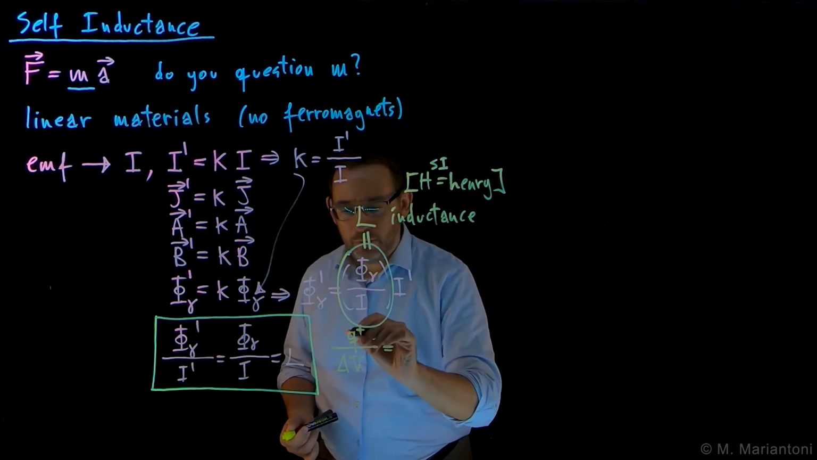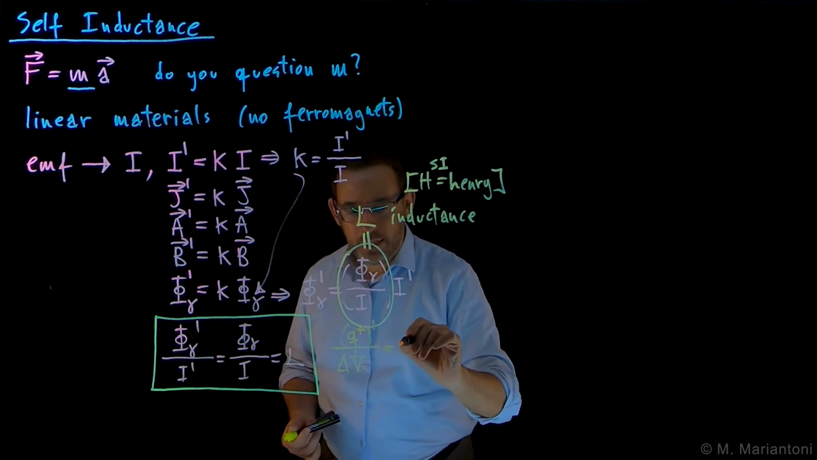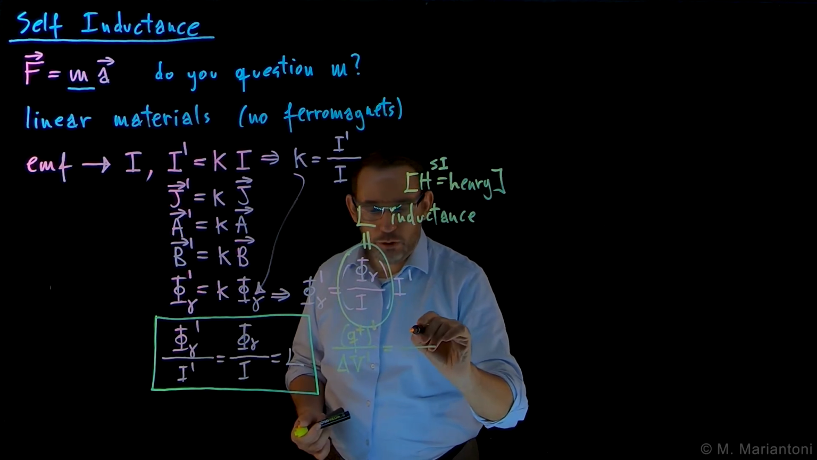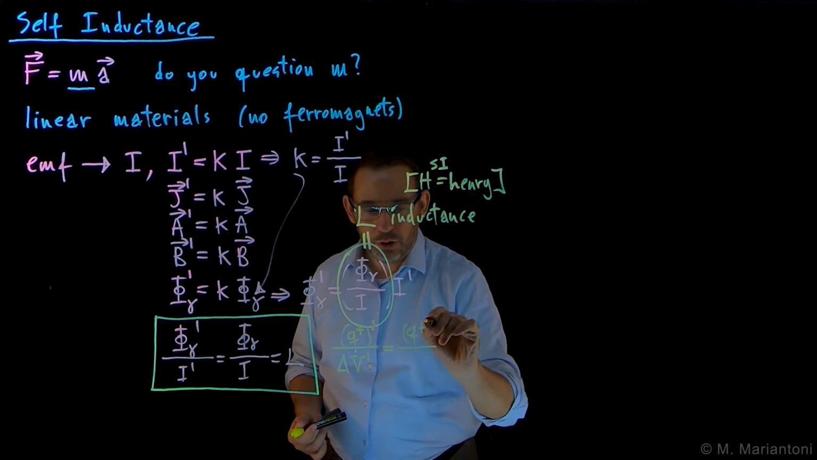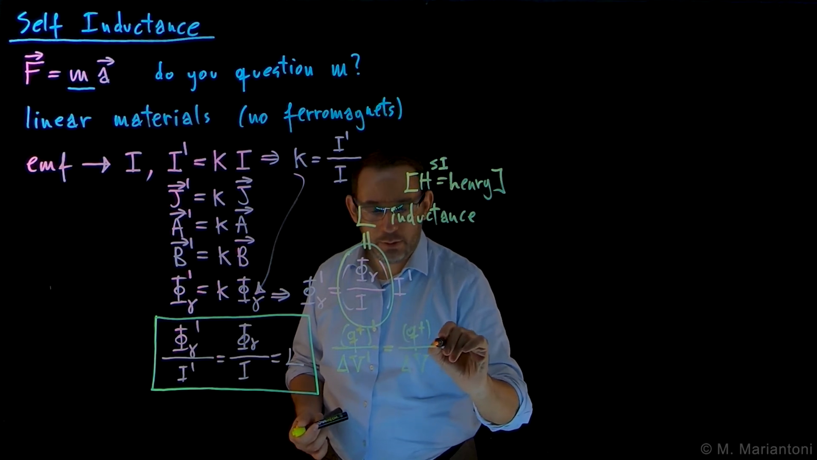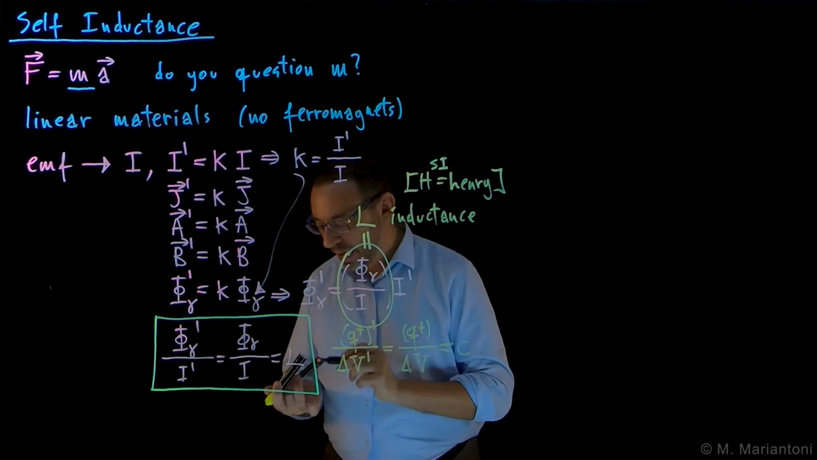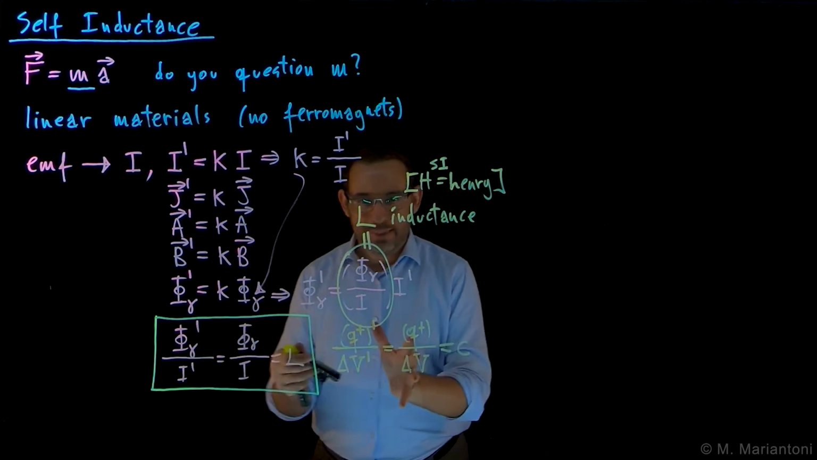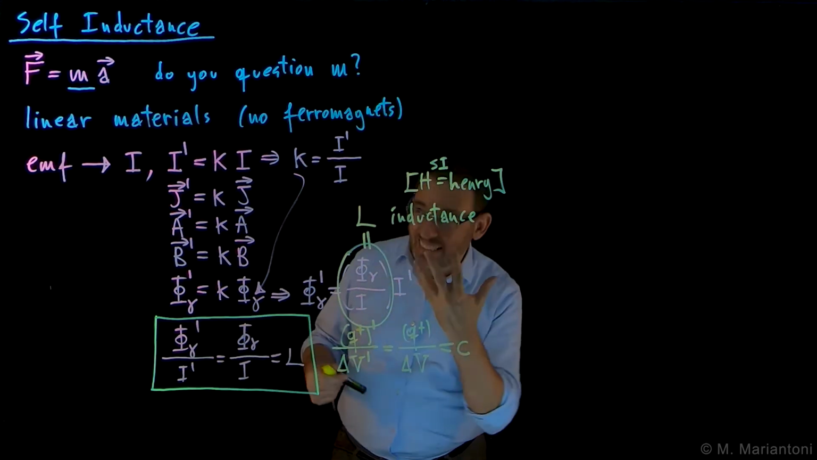And this one, for example, can be prime divided by prime. And then if I choose a different charge, just Q plus, and I divide it by delta V, this is equal to C, the capacitance, okay? So you see there is a one-to-one correspondence between these two concepts, if you want.